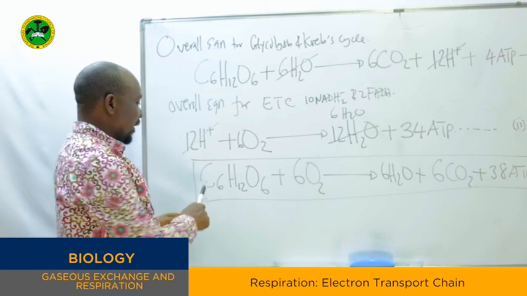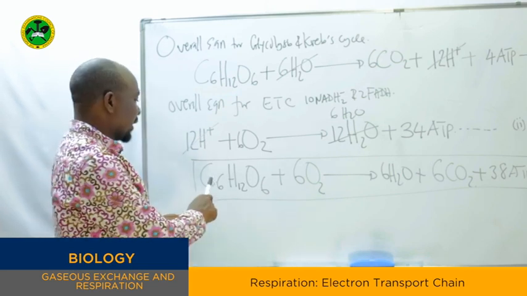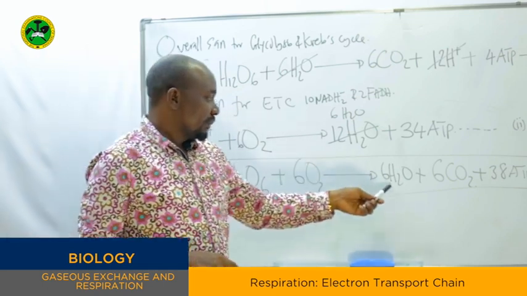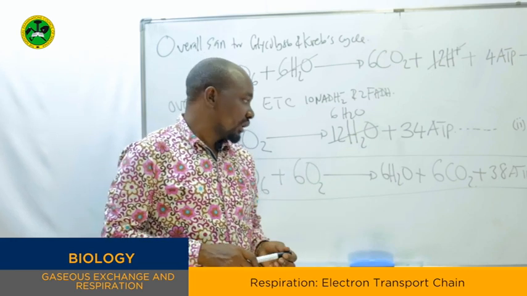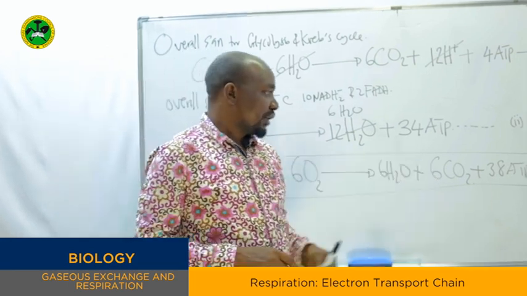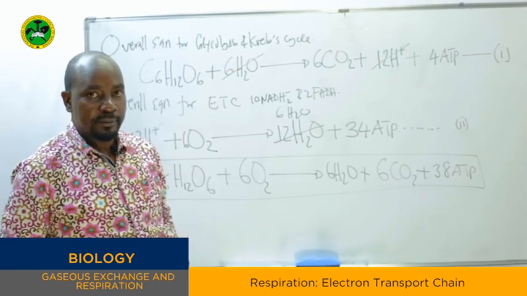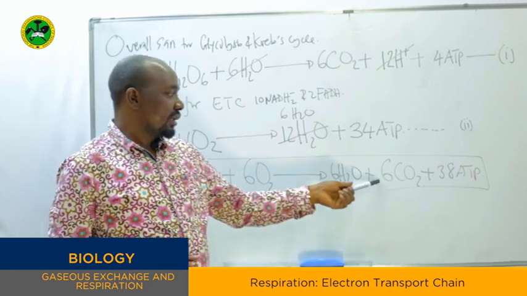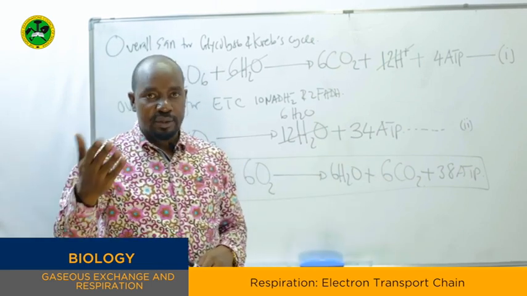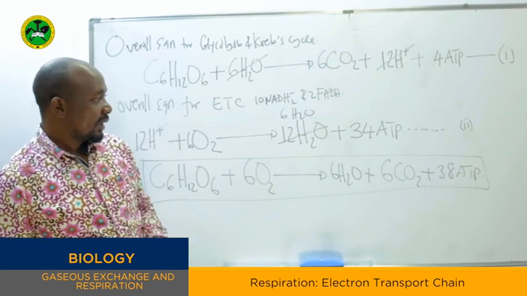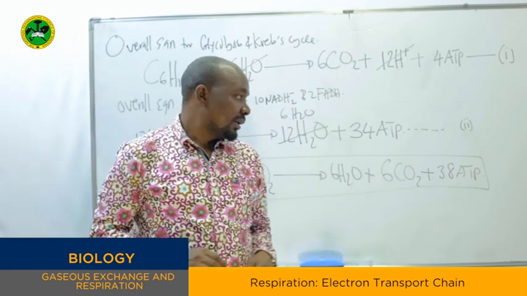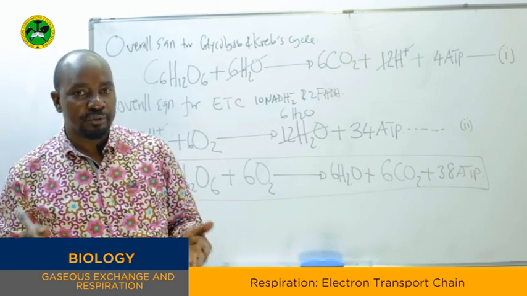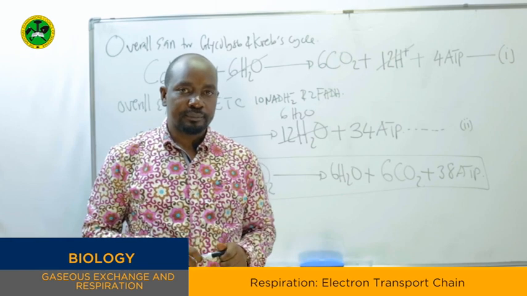That is, when one mole of glucose is broken down in the presence of oxygen as a final electron acceptor, we expect to get 6 water molecules, 6 carbon dioxide, and 38 ATP. The water molecules are used as metabolic water. Carbon dioxide is given out as a waste product, and the 38 ATP are used as the energy source for different metabolic activities.